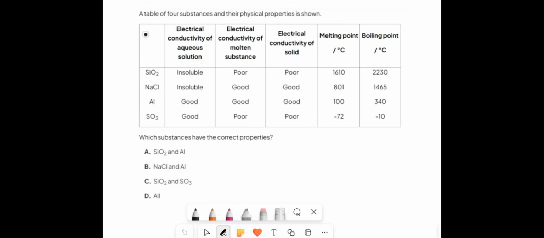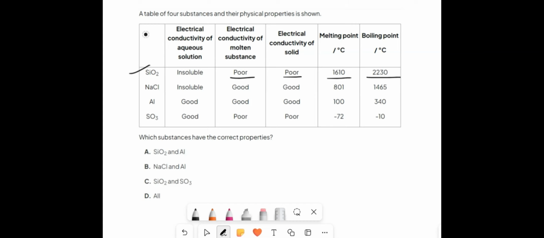Okay, let's look at the next question. A table of 4 substances and their physical properties is shown. Which substance has the correct properties? Okay, so first one is silicon dioxide. It is insoluble in water. It is a poor conductor in solid and in molten state. That is correct. And it is a giant covalent structure, so it has very high melting and boiling point. So this one is correct.